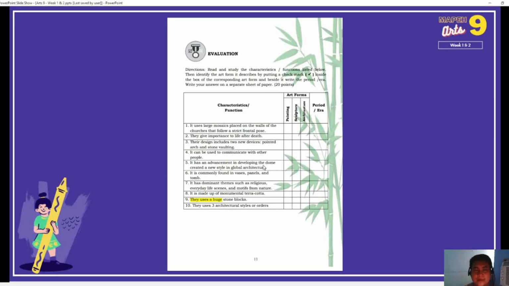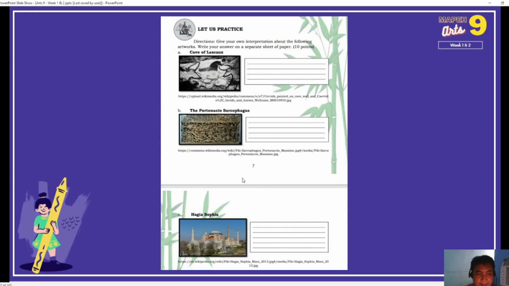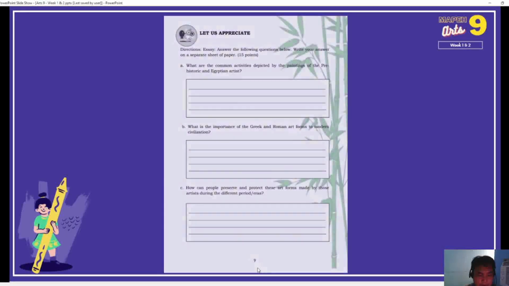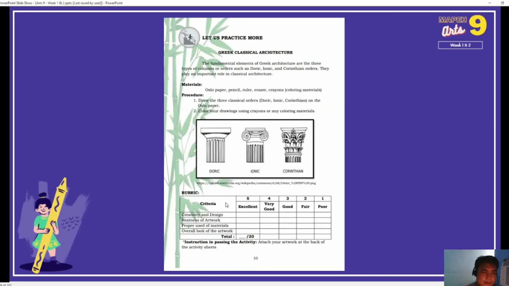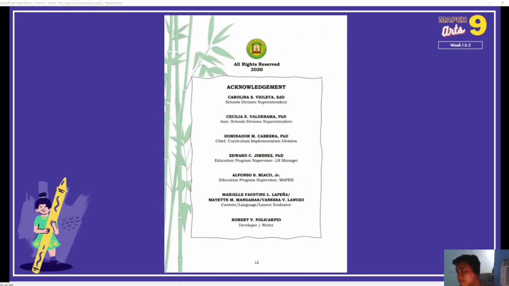Okay? So once again, for your LAS, kindly check page 7 and 8, page 9, page 10, and page 11. And that is for our Arts 9 for today. Once again, gentle reminder, the submission of your LAS for week number 1 and 2 is on September 24, 2021.